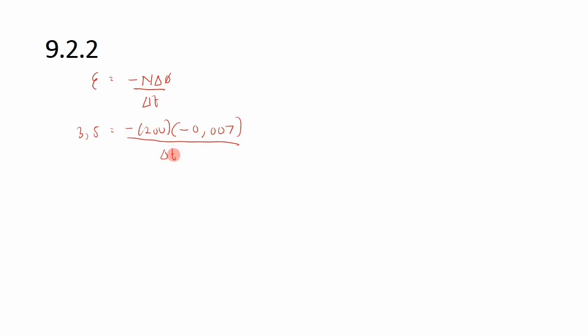To calculate delta T, let's make it the subject of the formula by cross multiplying here. So we'll have 200 times 0.007 over 3.5. If you punch all that in your calculator, your change in T is 0.4 seconds.